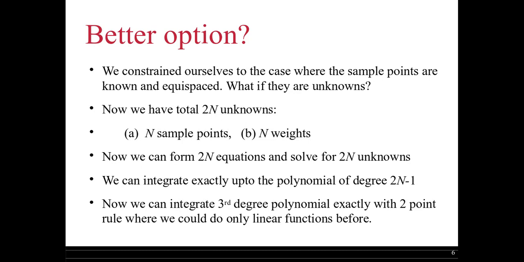Now with the same n points, you can go up to a 2n minus 1 degree polynomial. So your polynomial degrees are increasing with the same number of points, which is a very good advantage. So now you can go up to a third degree polynomial exactly with the 2-point rule, where before with Newton-Cotes you could do only linear functions.